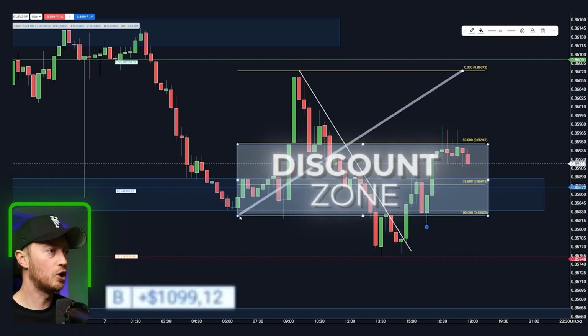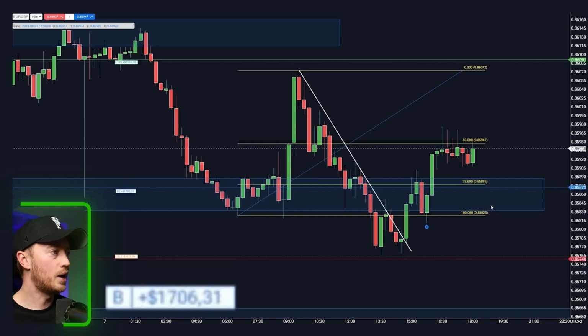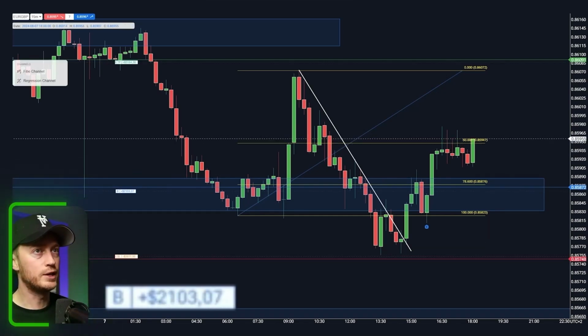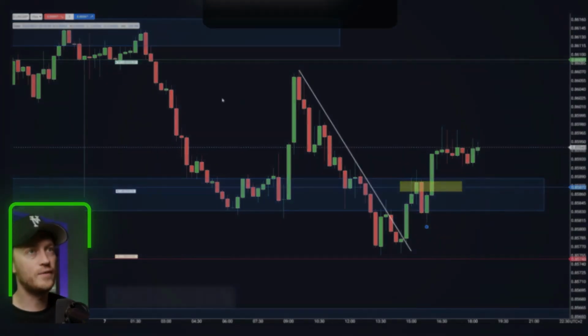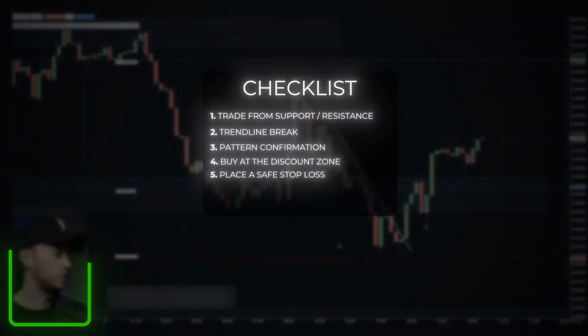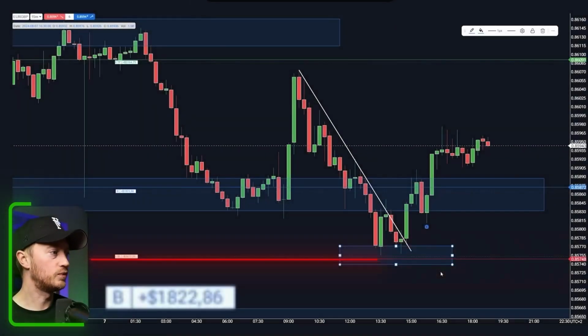We're looking to buy low. We're looking to sell high. So that's our discount zone. And we did. We bought within our discount zone because we entered our trading position at this level right here. Now, for my fifth step, it's a safe stop loss. You can see my stop loss is below the double bottom pattern right there. So that's very, very clean.